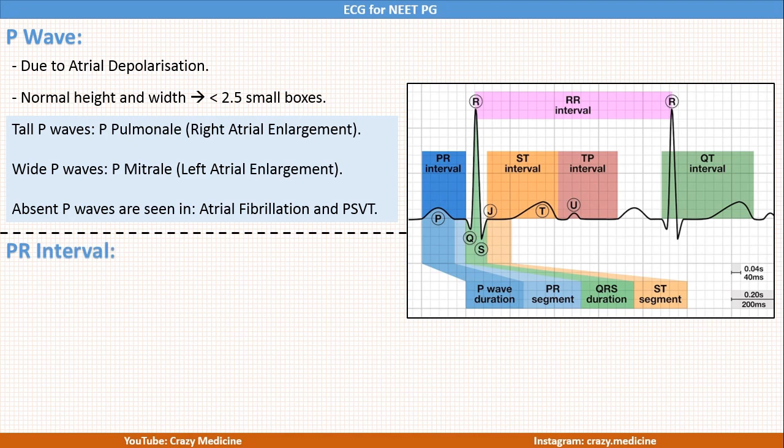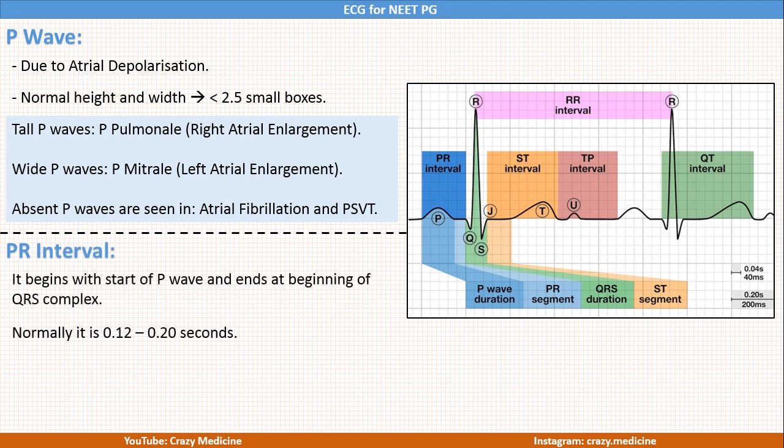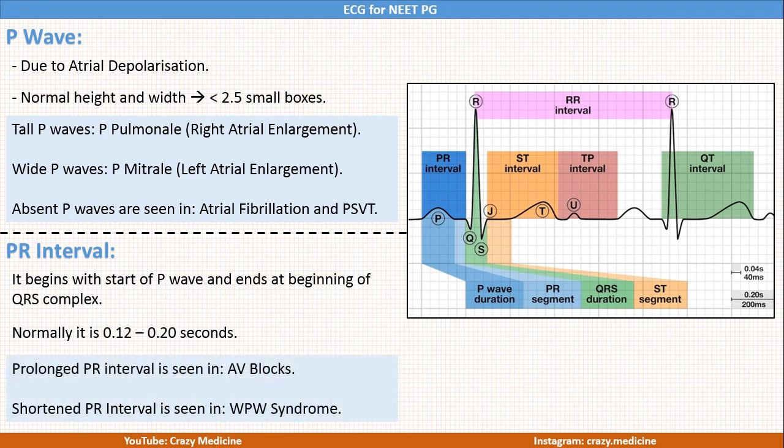Next is PR interval. It begins with the start of P wave and ends at the beginning of QRS complex. Normally it is between 0.12 to 0.20 seconds. It is prolonged in AV blocks, and shortened PR interval is seen in WPW syndrome.